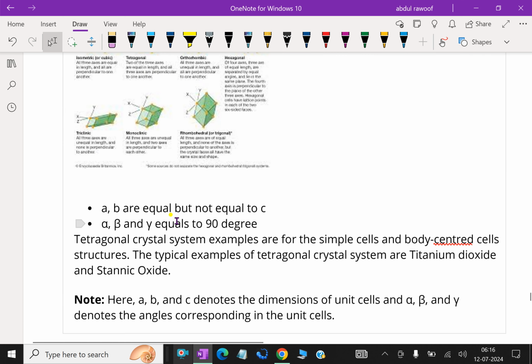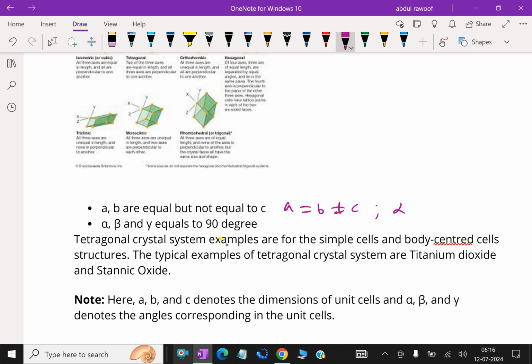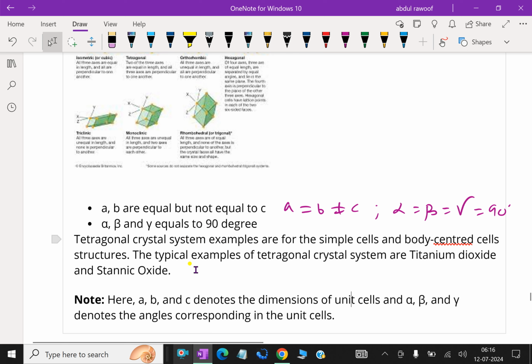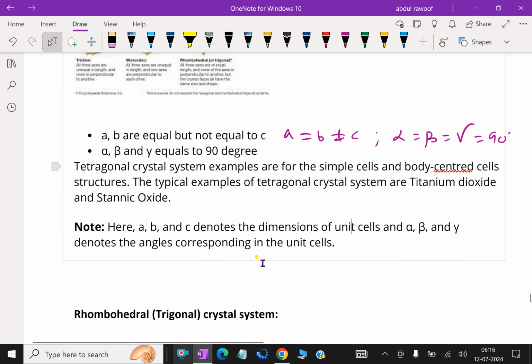Here a, b are equal but not equal to c. Alpha, beta, gamma are equal to 90 degrees. Here you have to say a equals b not equal to c, and alpha equals beta equals gamma equals 90 degrees. Tetragonal crystal system examples are the simple cell and body-centered cell structures. The typical examples of tetragonal crystal systems are titanium dioxide and stannic oxide.